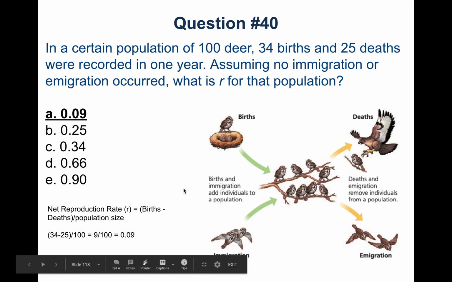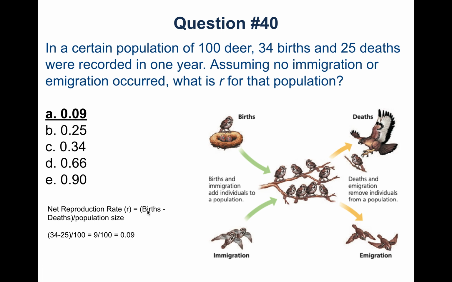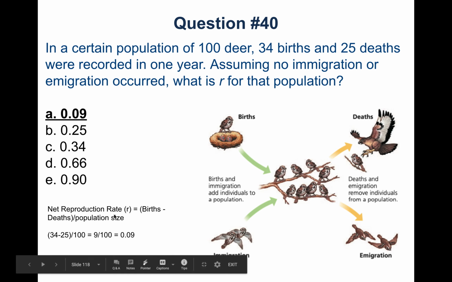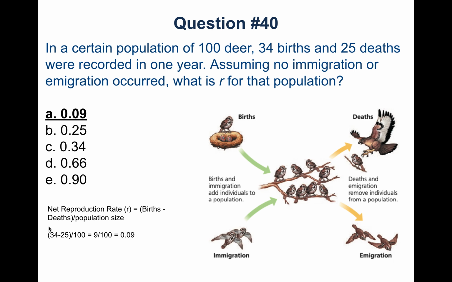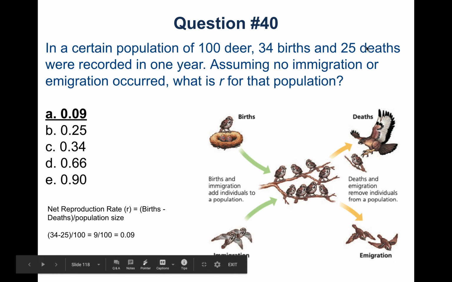So what you do to get that is you do births minus deaths divided by the total population size. So in this case, it would be 34 births minus 25 deaths, which would be 9, divided by 100, which is the total population size. That gives you the net population rate of 0.09. So it's going in the positive direction.